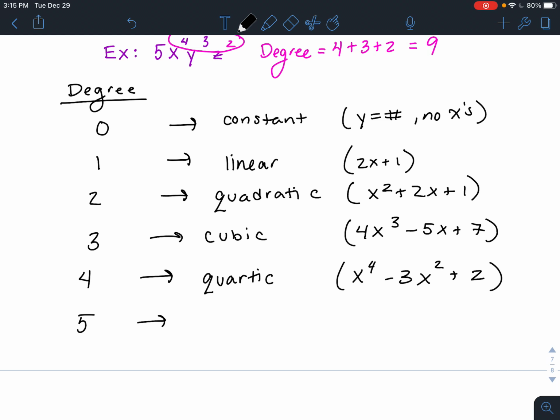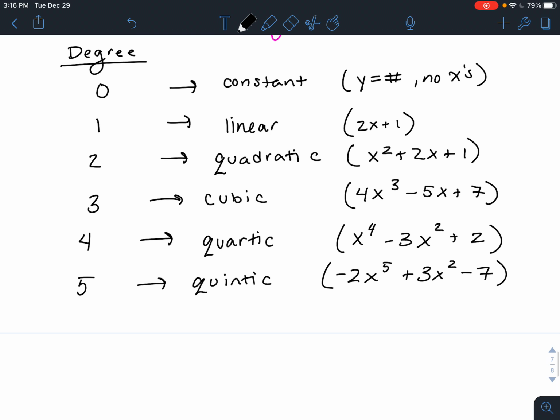And then our fifth degree is the last special term that we have. If you have like an x to the 5th power, we call that a quintic function, a quintic polynomial. And that could be something like, I don't know, negative 2x to the 5th plus 3x squared minus 7. I'm just making them up.